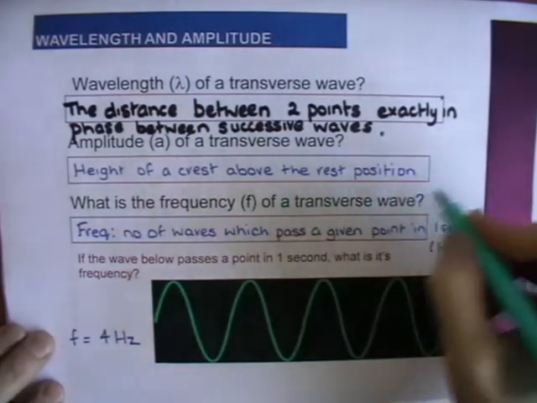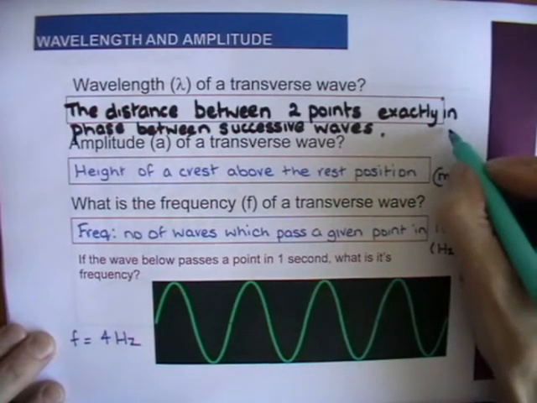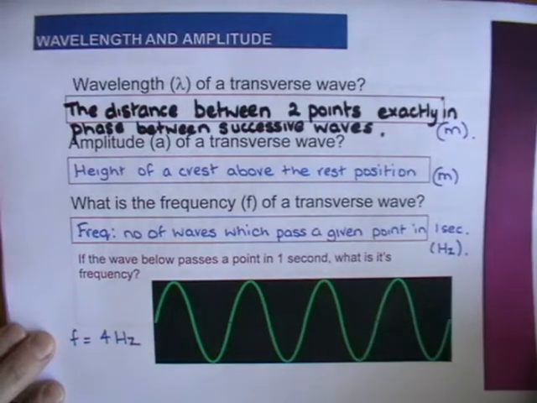And the unit we use for amplitude, amplitude's a height, so it's in meters. And wavelength is also a distance, and it's also in meters. You could use centimeters at times as well.